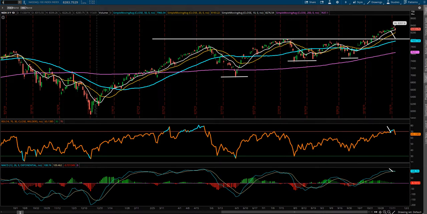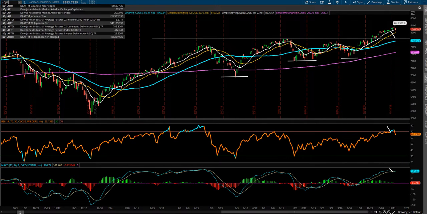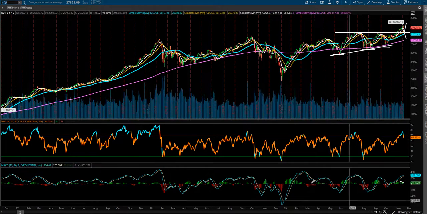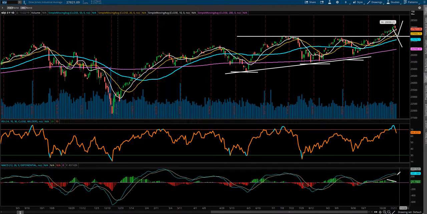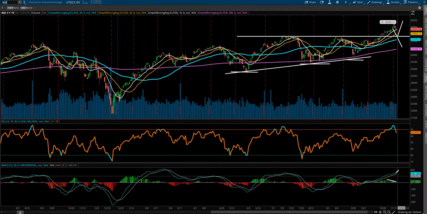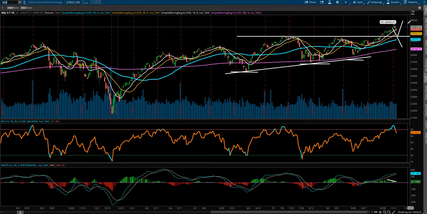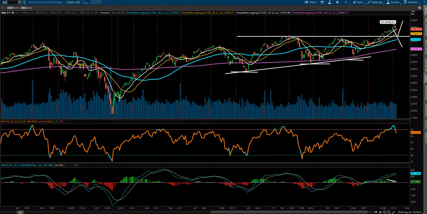We come in here and we take a look at the Dow Jones Industrial Average as well. Same type of setup above that 70 RSI, sitting right on that 10-day moving average. MACD looking like it has a potential to cross over, and the histogram has the potential to flip negative here for the first time in a while, but it is still above the 10, 20, 50, and 200-day moving average.